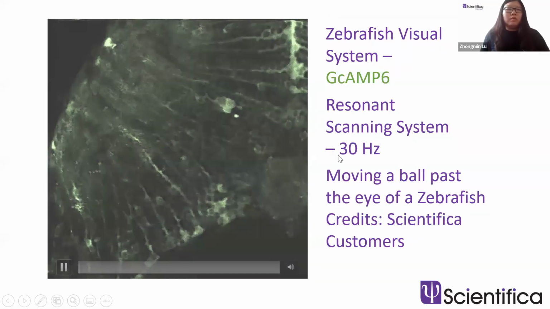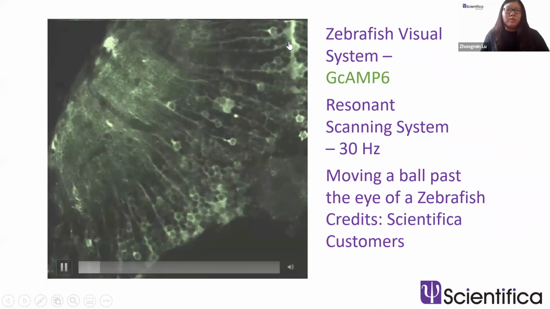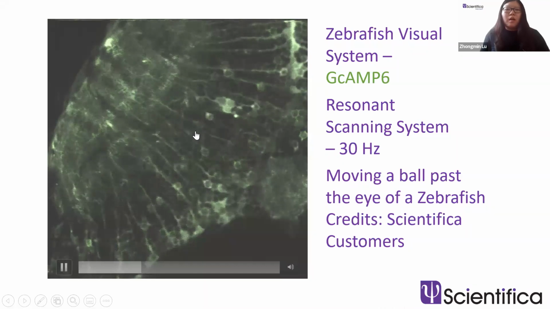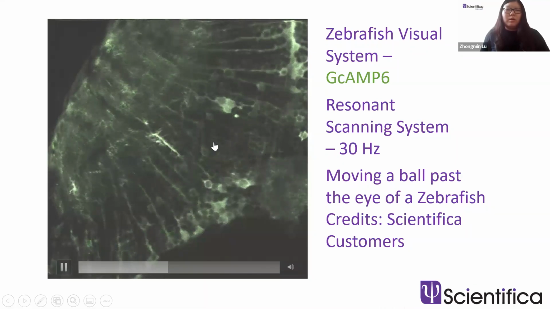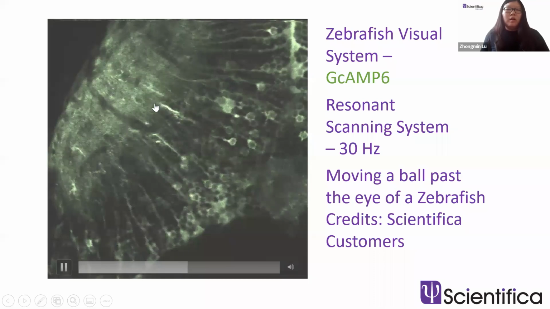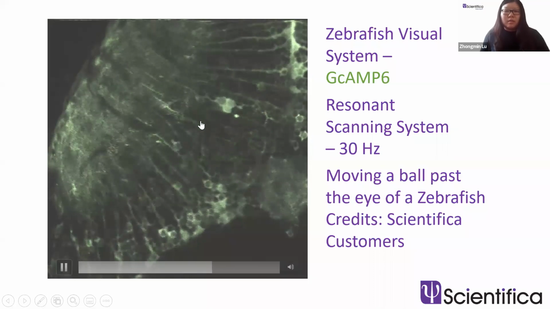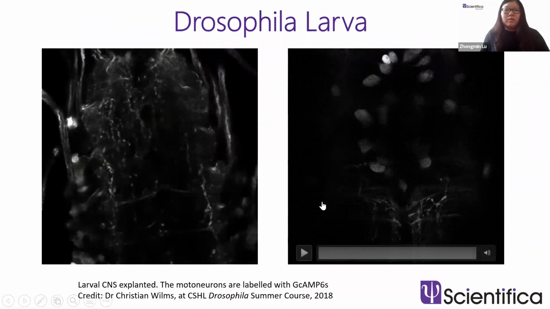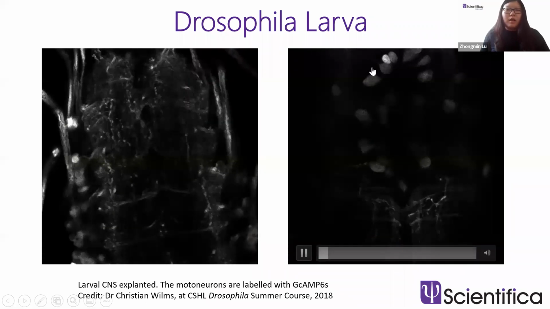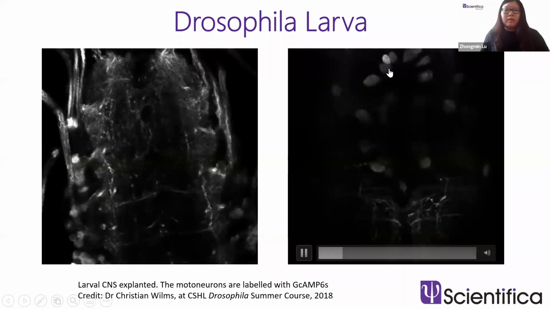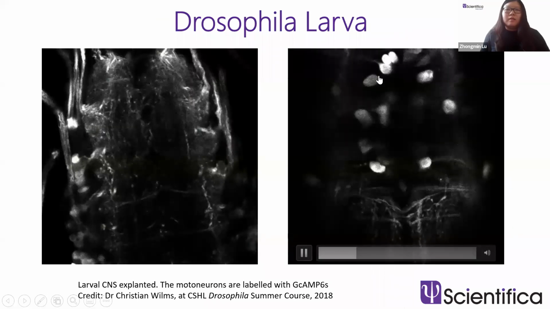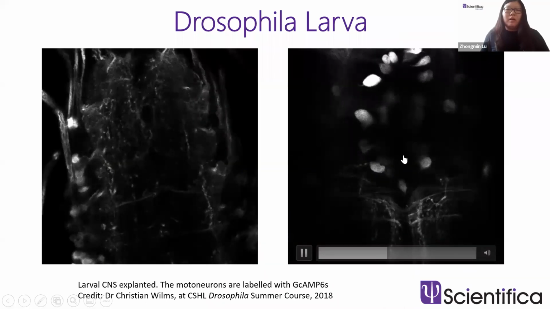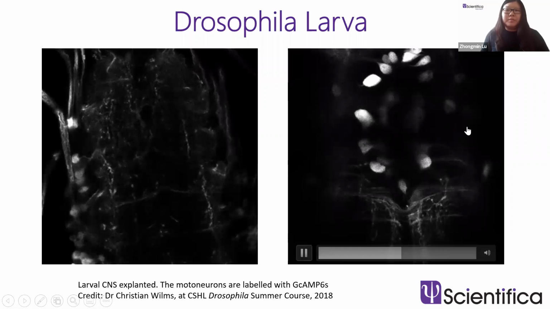And this is really cool. This is zebrafish visual system imaging, and you can see the nice calcium wave propagation. The system can also help resolve the calcium dynamics in these fine processes. And this is probably the Drosophila third instar larvae, and zooming in, these are motor neurons. You can see these motor neurons have really interesting firing patterns, probably driven by a central pattern generator.